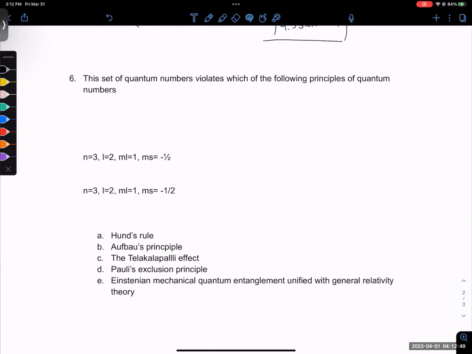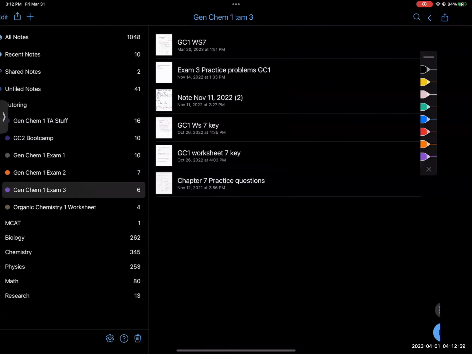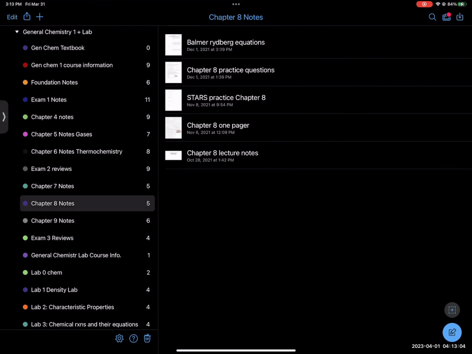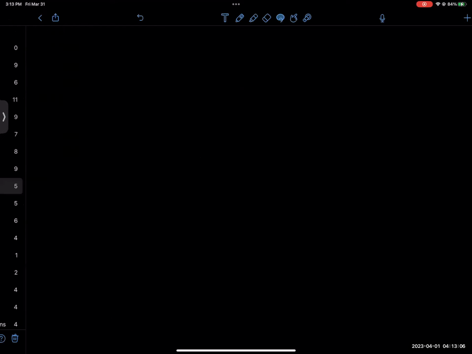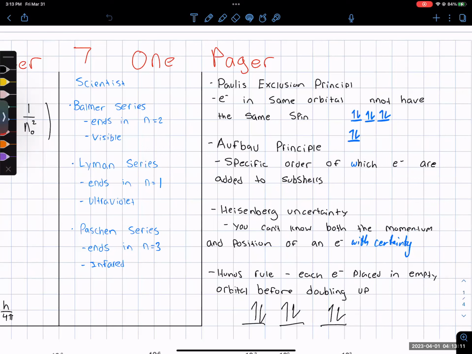This set of quantum numbers violates which of the following principles of quantum numbers? So I actually have something, we'll give you a little mini lecture. You can tell the different handwritings here. Let's put it in mine here. So you want to give him the lecture, Rich? All right.